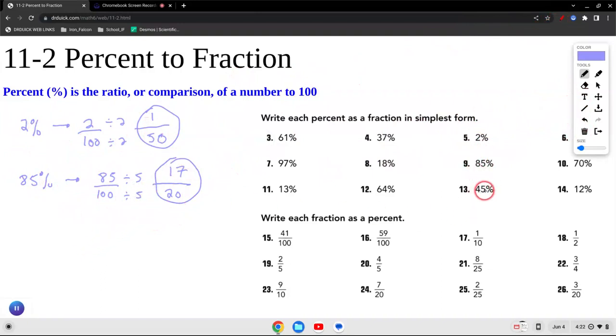Okay, so when you're looking at these, you say, okay, that's obviously, I'm going to be dividing this by 5, this by 5, but you do the numerator and the denominator when you do it. Let's grab an even one, like 64%.